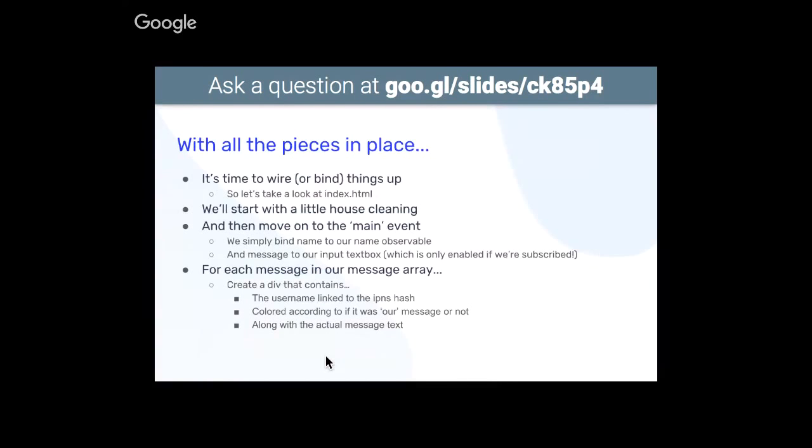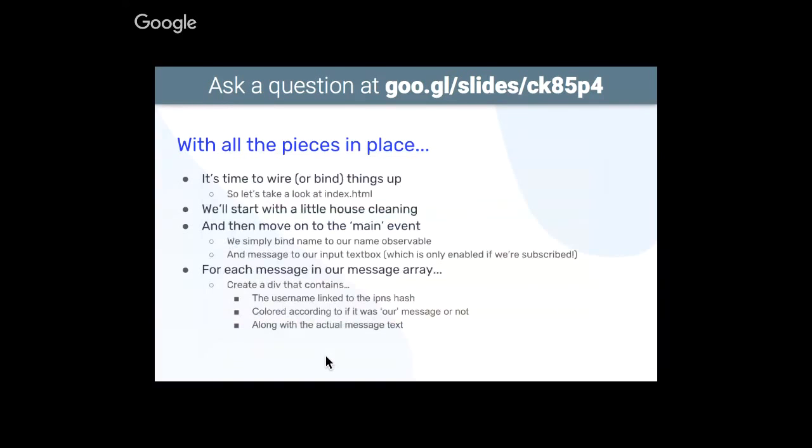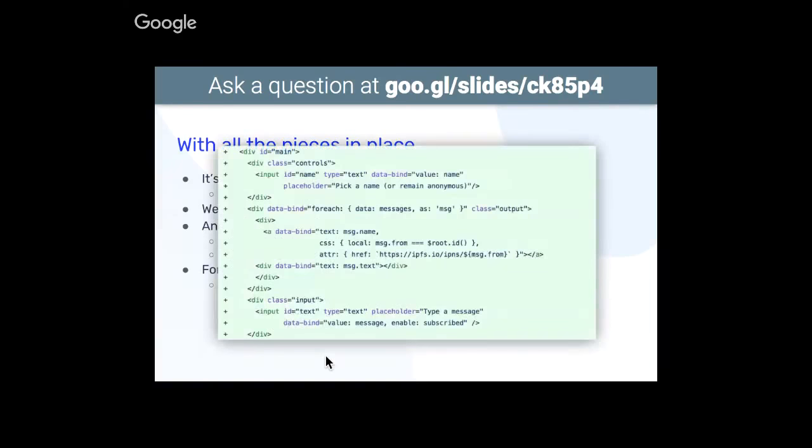Okay, so now that we have all those pieces in place, we can jump over to index.html and wire everything up. So we'll start with a little housekeeping first and get rid of some things, change the name of our DApp. We don't need the footer and stuff like that. And then we'll move on to the main event, if you will. Hilarious, because it's the main div.